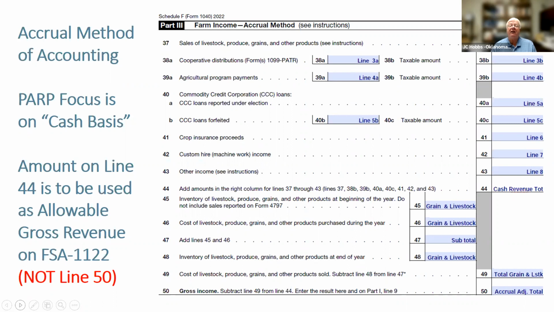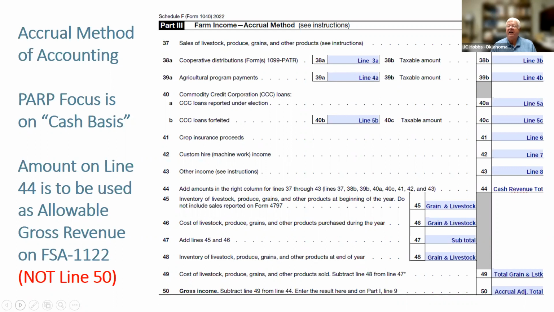Cooperative distributions, 38A. Well, that's exactly line 3A on the front of the Schedule F. So those two lines coordinate. The instructions will be the same. Taxable amount, 3B. Program payments, 4A and 4B. CCC loans, under election, 5A. Forfeited, 5B. The taxable amounts, 5C. Crop insurance, line 6. Custom hire, line 7. Other income, line 8. Line 44 is the sum of lines 37 through 43.